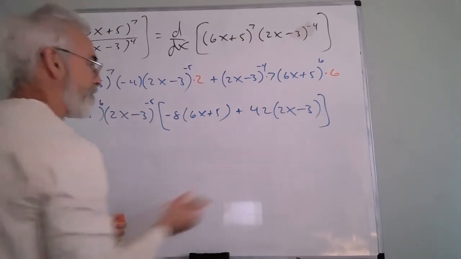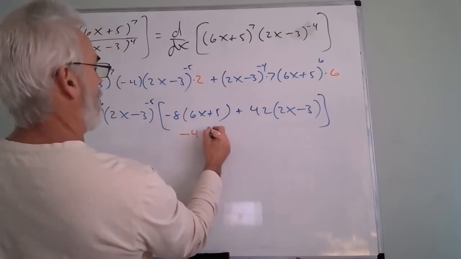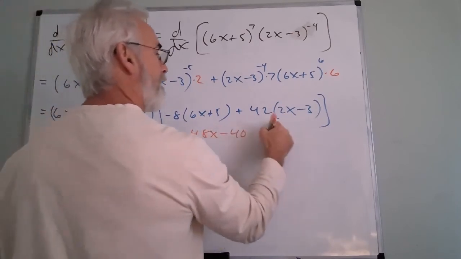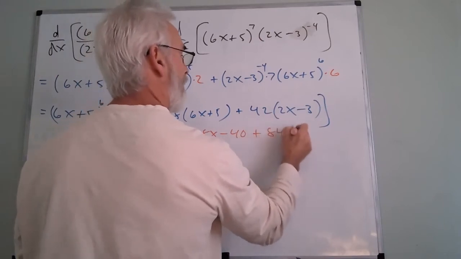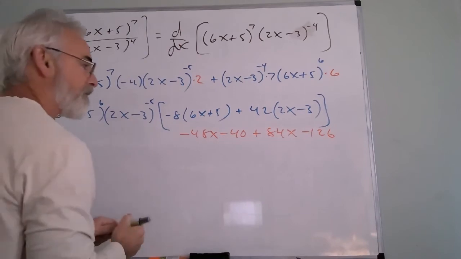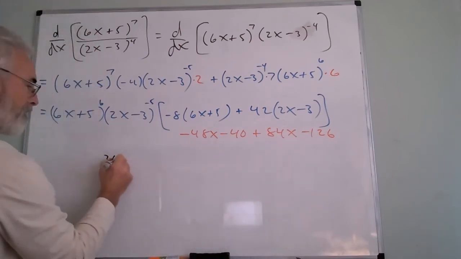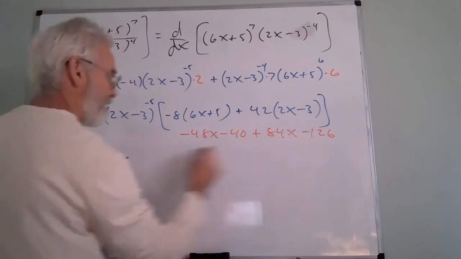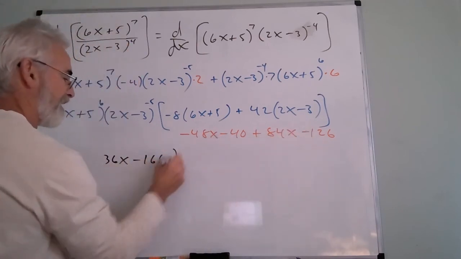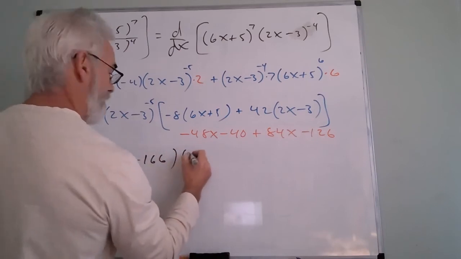So let's clean this up. So that would be negative 48x minus 40. That would be plus 84x minus 126. So that quantity there is 36x minus 166. Now, what about that term there?